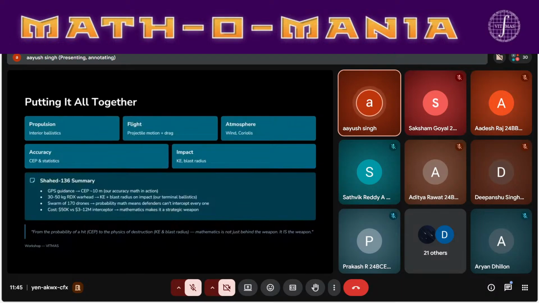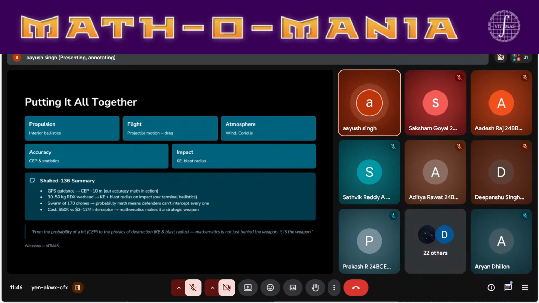And to summarize this session, let us conclude the session by summarizing it. After that, we will take a quiz for which the link would be sent by Shirish. We first started with flight. We discussed projectile motion and drag. We saw the effect of atmosphere such as wind, Coriolis force. We saw propulsion. We saw interior ballistics inside of propulsion. We also saw the accuracy, which was the CEP and the statistics. And after that, we saw the maths behind the impact, with the help of kinetic energy and blast radius.